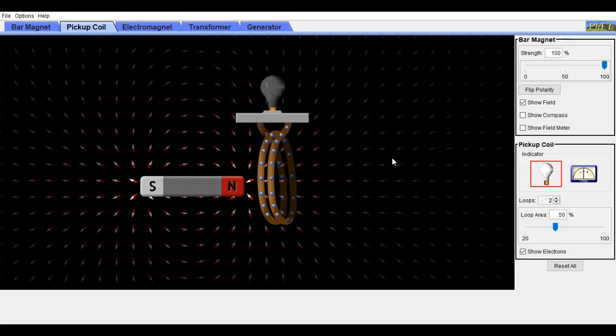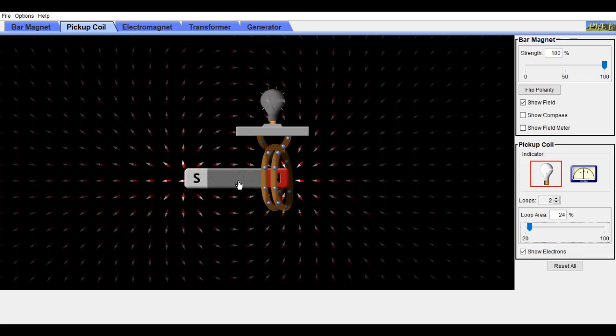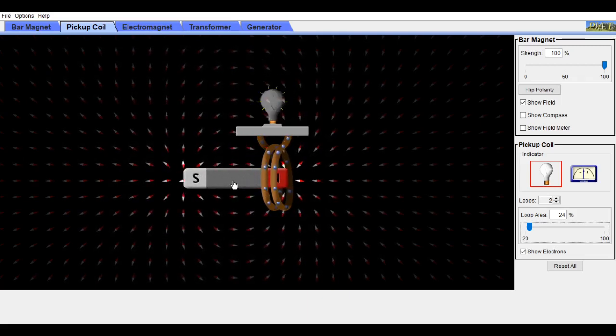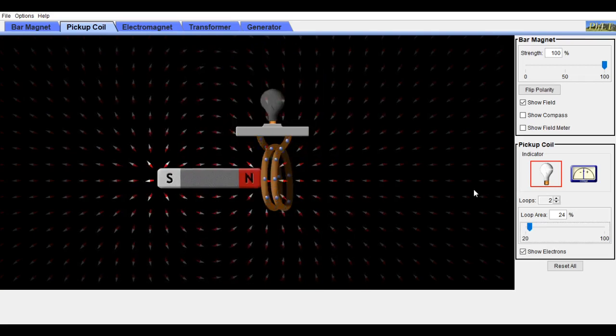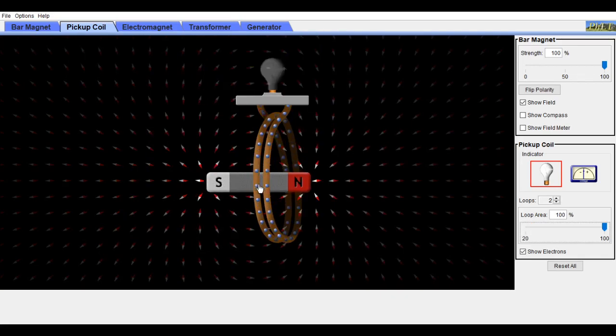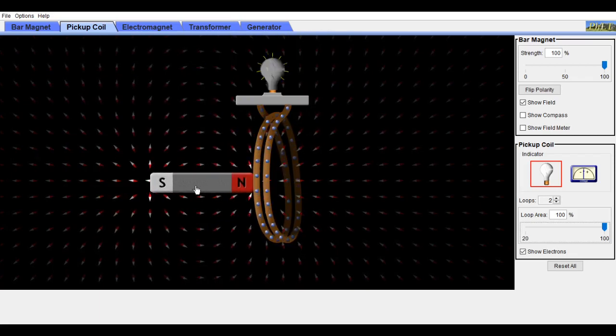Next, on the formula, we have area. Let's decrease the area of the loop and see, at the constant strength that you have right here. If I move it slowly, the current that is produced is very small. But if I increase the area to 100%, as you can see, it creates a lot of current.